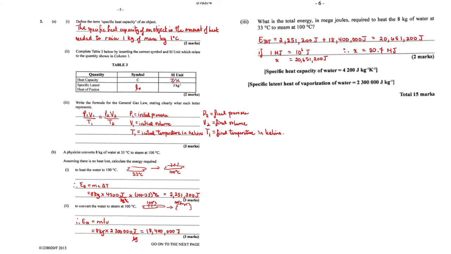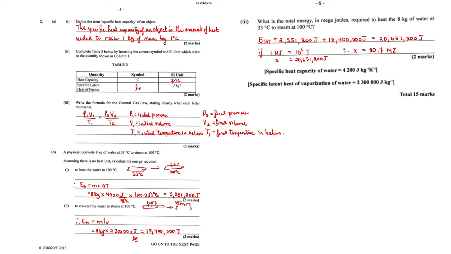Now write the formula for the general gas law, stating clearly what each letter represents. Wow, so this is like the second or third time to ask this question. And so with P1 V1 over T1 equal P2 V2 over T2. P1 represents initial pressure, V1 initial volume, T1 initial temperature in kelvins. Here we have pressure again. This is P2 final pressure, V2 final volume, T2 final temperature in kelvins.